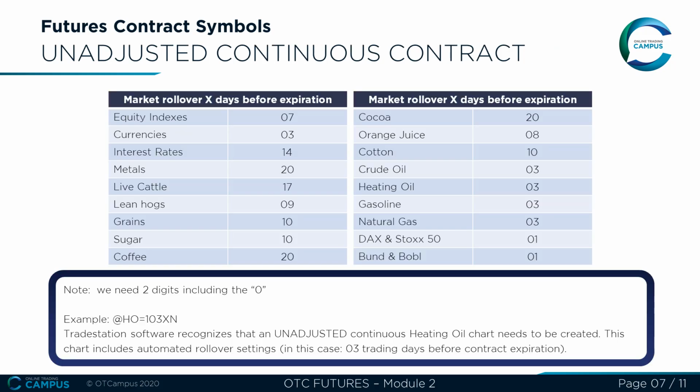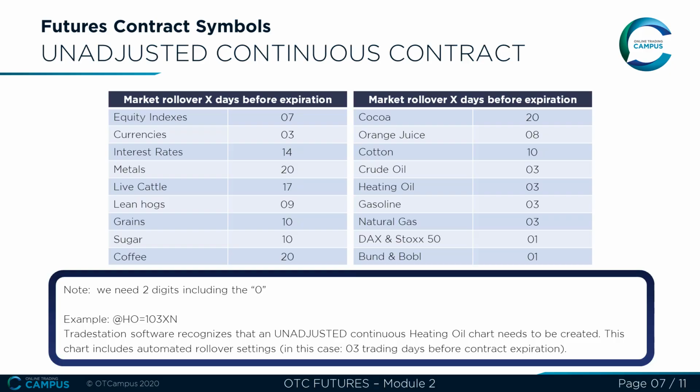Let me explain briefly what these rollover days mean. These numbers tell the TradeStation charting software exactly how many days to roll over the futures contract near each expiration of the contract. Example, @HO=103XN. TradeStation software recognizes that an unadjusted continuous heating oil chart needs to be created. This chart includes automated rollover settings, in this case 03 trading days before contract expiration.